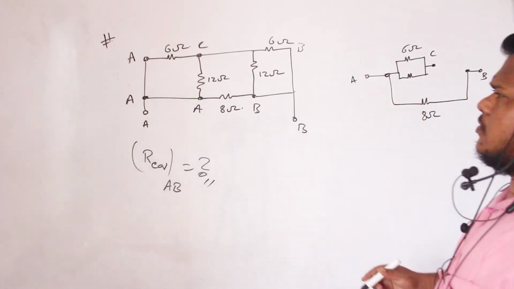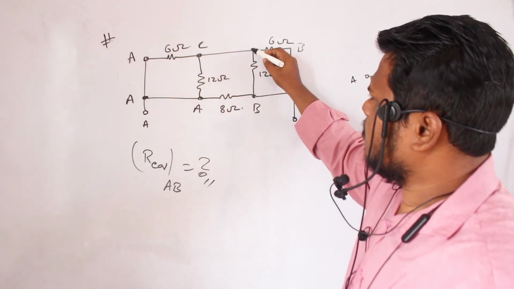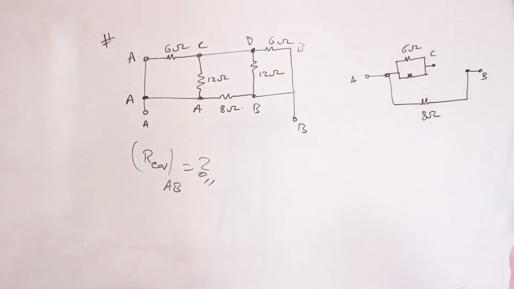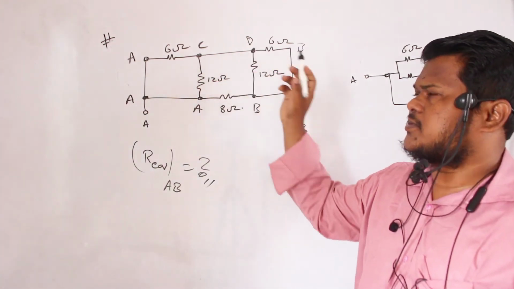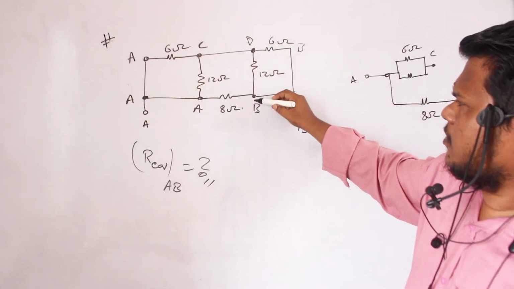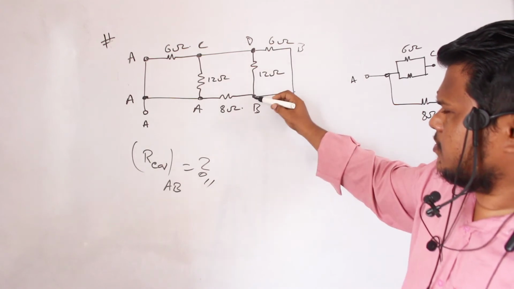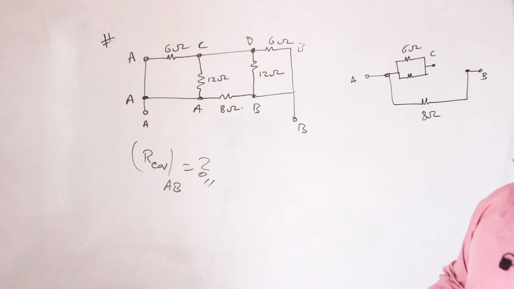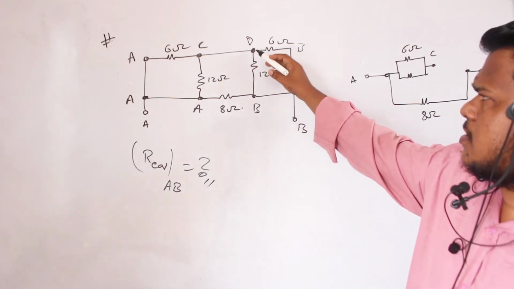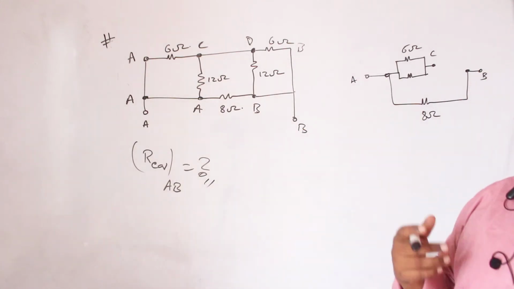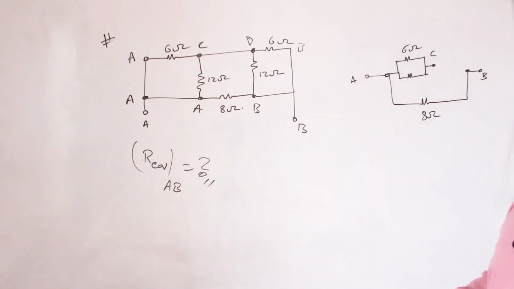Now from point C I reach up to point D. And C and D definitely must be at the same potential, because there is no resistance in between them. Clear now? Now from D I will reach to point B through one resistor. From the same D I will reach again to point B through one more resistor. So 12 ohms and 6 ohms start from point D and end on point B.